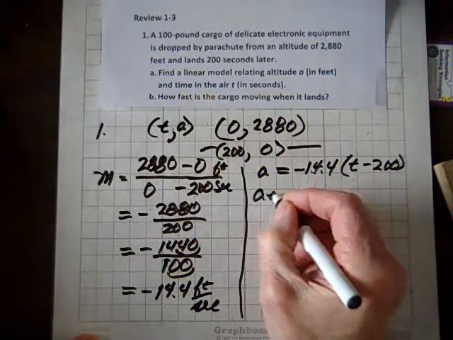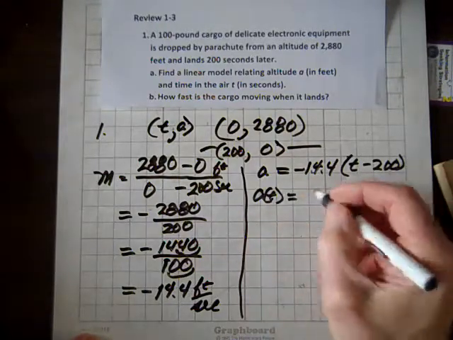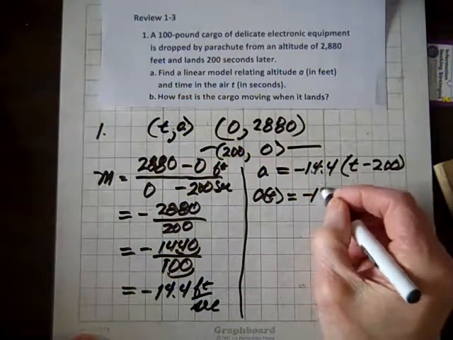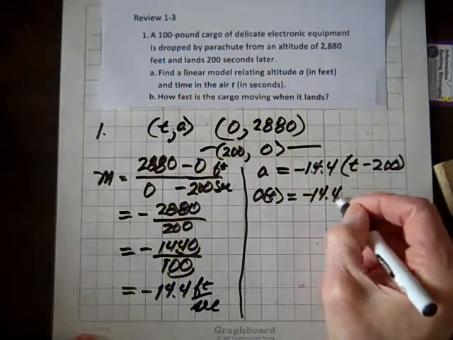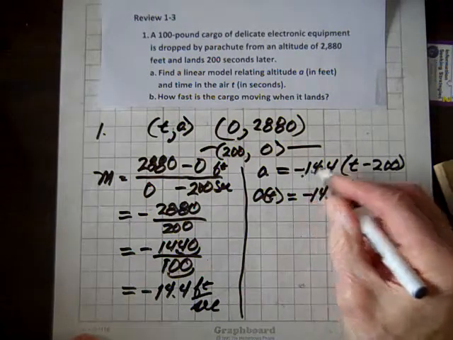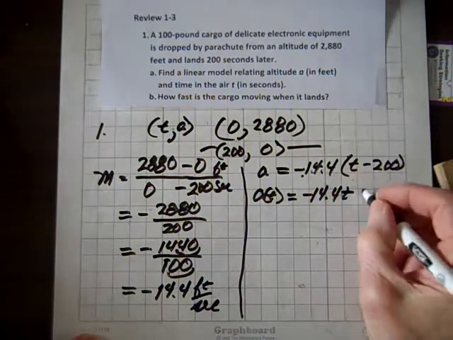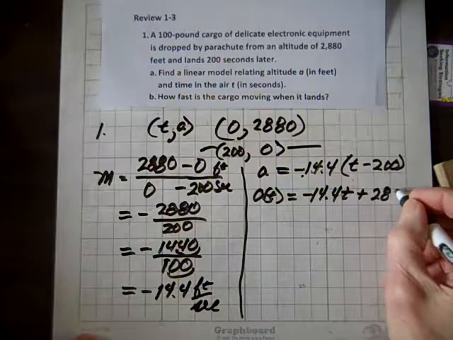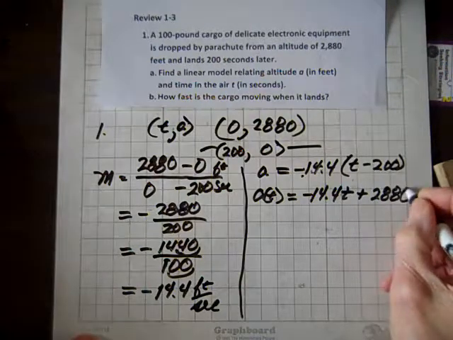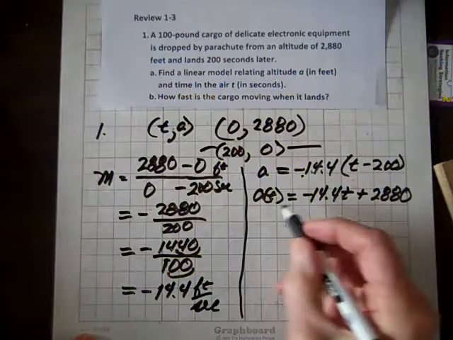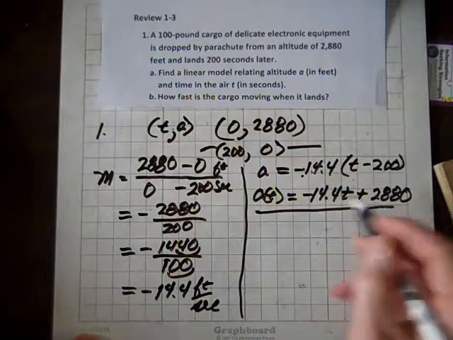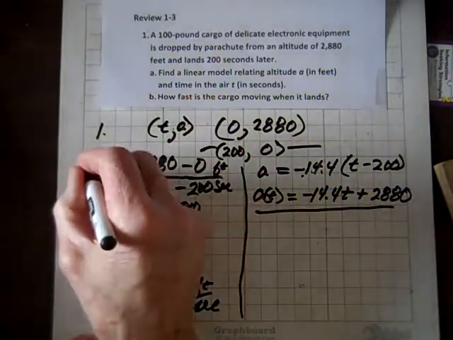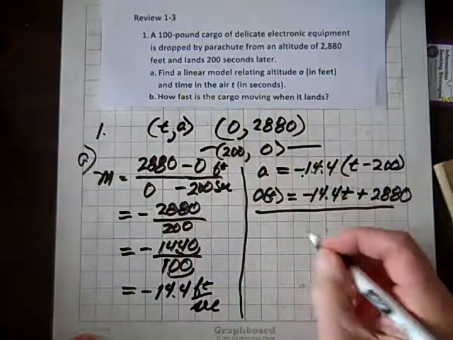So A of T equals negative 14.4 T, and a minus times a minus is a plus, and that's going to be 2,880. And there's our equation. And this was A, by the way.